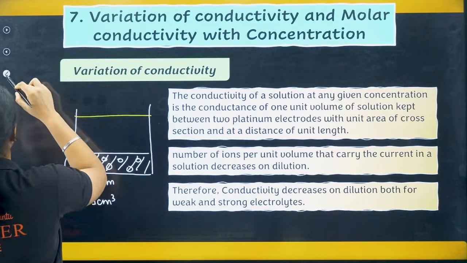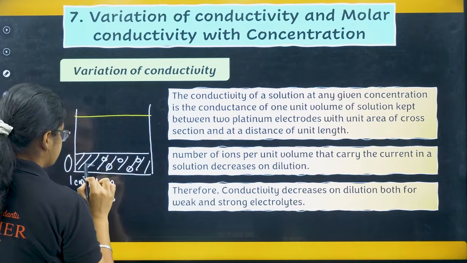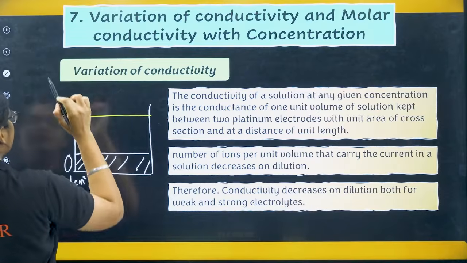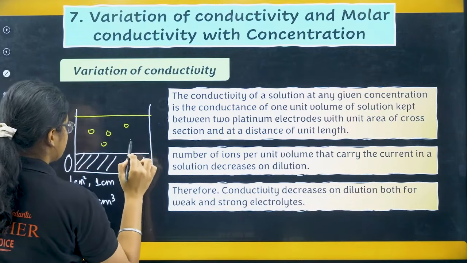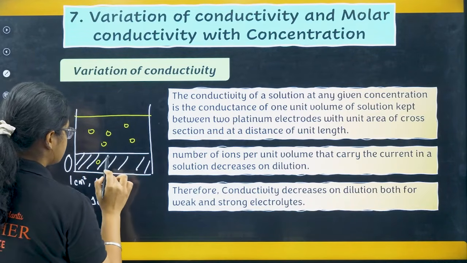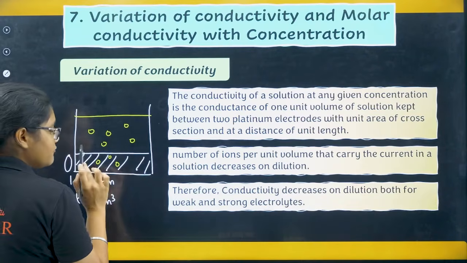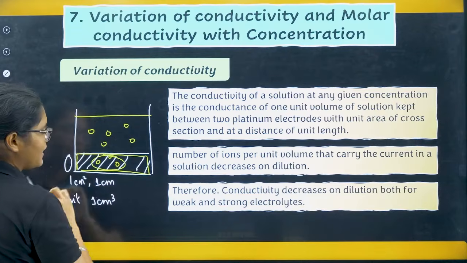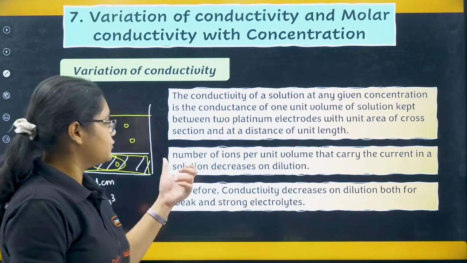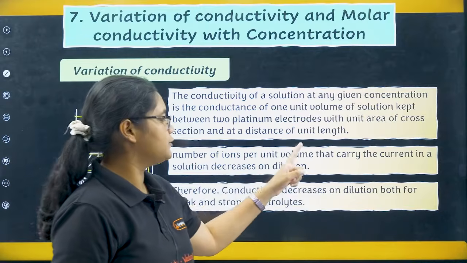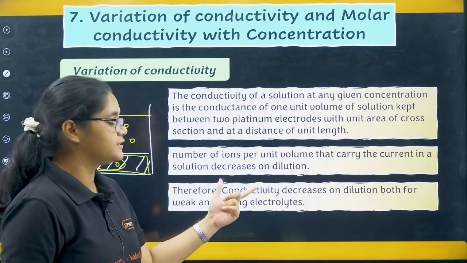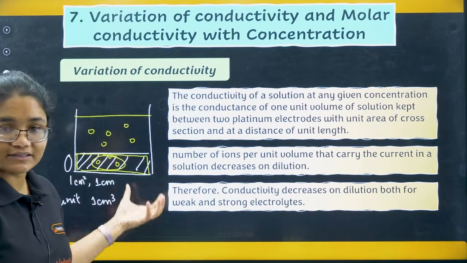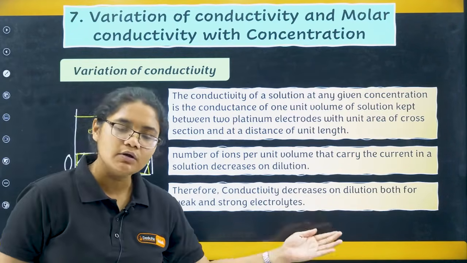So what will happen now? Let me just erase these ions. What will be the scenario? Earlier there were 8. So now after diluting it, some will be present here, 1, 2, 3, 4, 5, 6, 7 and 8. Now the number of ions per unit volume has decreased, right? So when you dilute it, the number of ions per unit volume that carry the current in a solution decreases. So if the number of ions per unit volume is decreasing, then conductivity will also decrease.